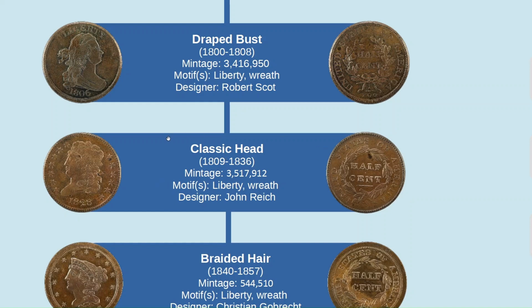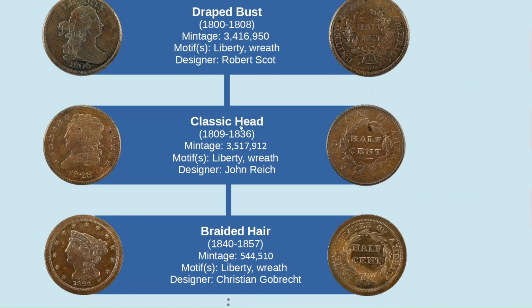The motifs here, again, Liberty. You can see actually her headband says Liberty over here. And on the reverse is the wreath. They actually removed the fraction in this iteration of the design, so we can see that they're switching away from having fractions on the coins. Instead, it only says half cent. The only actual numbers here are on the obverse, and they say 1828, the date of mintage. The designer here was John Reich, and we move on to the next one.